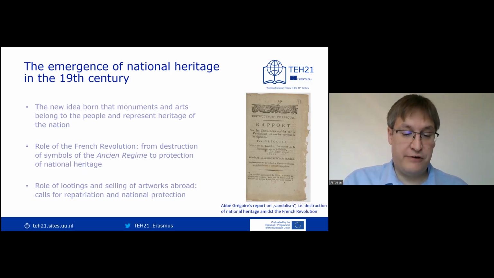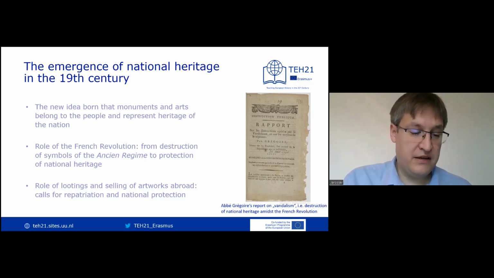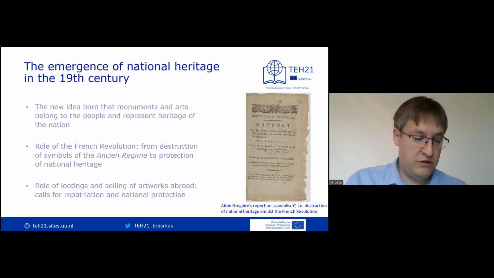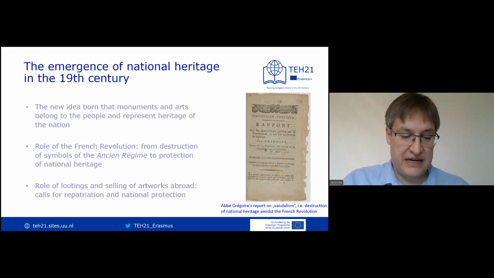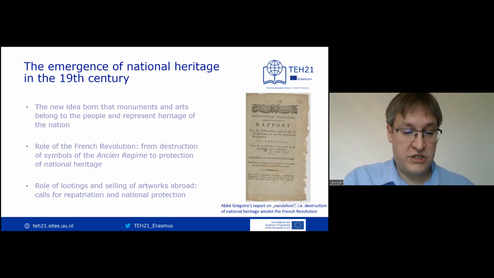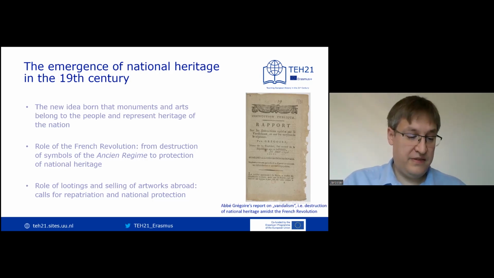The experience of the French Revolution was seminal here. Destruction of everything that symbolized the old regime was soon condemned as an act of vandalism, while the remnants of the past were appropriated as national heritage. Likewise, the lootings of art and monuments during Napoleon's advancement throughout Europe and northern Africa were soon counterbalanced by the idea that heritage belongs to a particular nation, to the context of its origin, and cannot be uprooted and expatriated.